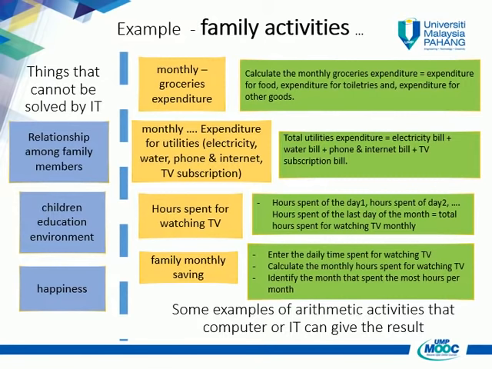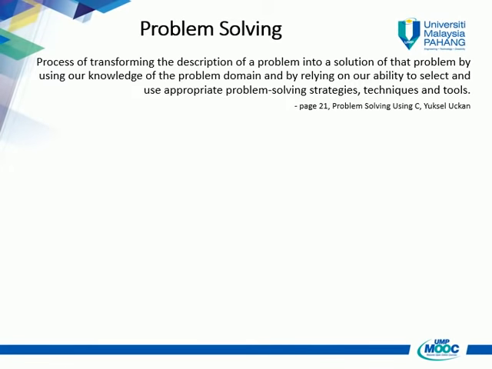Now, we discuss problem solving. Refer to Yusuf Kulkin from his book Problem Solving Using C. Problem solving is defined as the process of transforming the description of a problem into a solution of that problem by using our knowledge of the problem domain and by relying on our ability to select and use appropriate problem-solving strategies, techniques, and tools. The keywords are transforming, problem, use appropriate strategies, techniques or tools, and ultimately the solution.